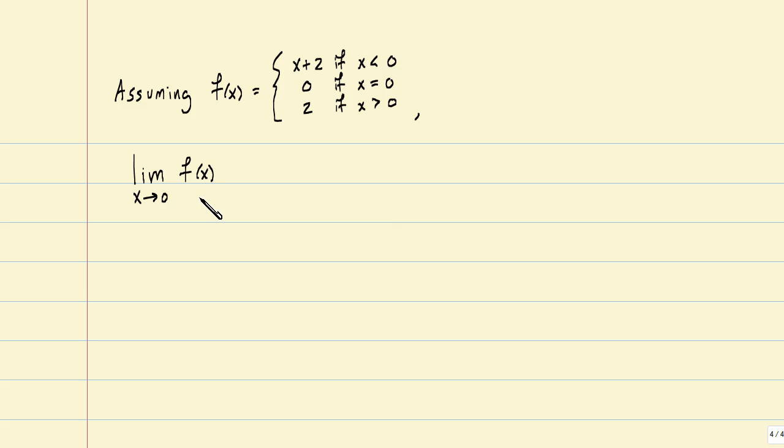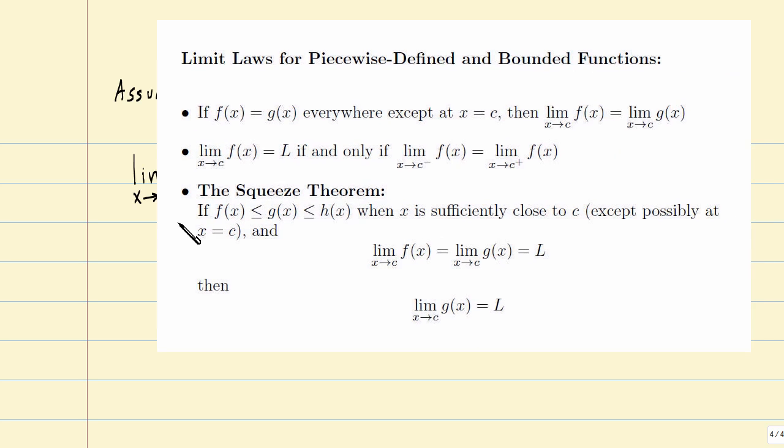If this limit is to exist, then the limiting values of this function as we approach 0 from the left side, and the limiting value of this function as we approach 0 from the right-hand side need to agree. We have a limit law to that effect. It's right here. The limit as x approaches c of f of x is only going to be L. This is only going to exist if the limit coming in from the left of f and the limit coming in from the right of f agree.